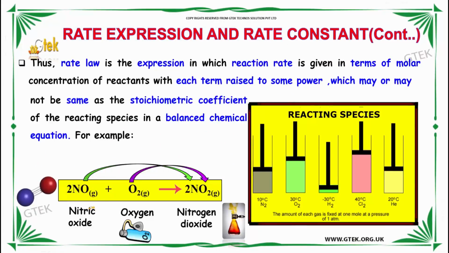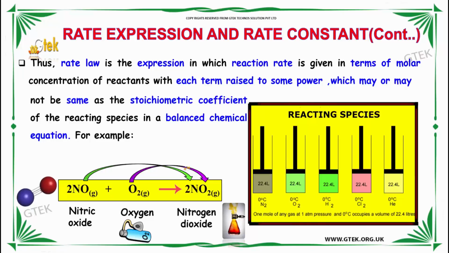So, nitric oxide reacts with oxygen to give nitrogen dioxide. You are able to see that at one point you have 22.4 liters, the value indicating 1 mole of any gas at 1 atmospheric pressure and 0 degrees Celsius.